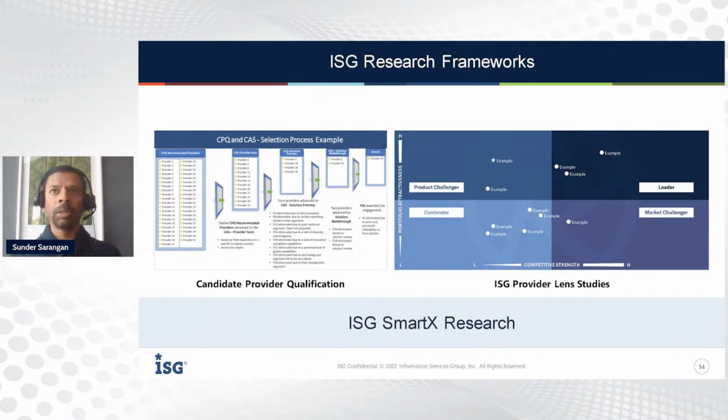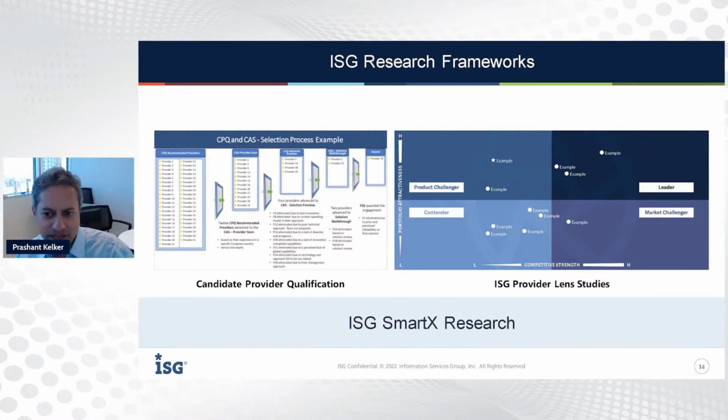SmartX, that's a term that you probably may not have heard a lot about from ISG. It's new. And I'm again going to go back to Prashant. Prashant, over to you. Tell the world what you mean by SmartX. Let me give you a slightly longer answer there, Sundar.